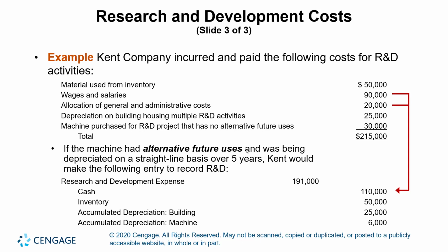Here's another example. So let's say it's the same thing. If the machine had alternative future uses and was being depreciated straight line, Kent would make the following entry. So they wouldn't take the 215, they would just take a portion of the machine. So accumulated depreciation on the machine, which is the $30,000 divided by 5 years, or $6,000.